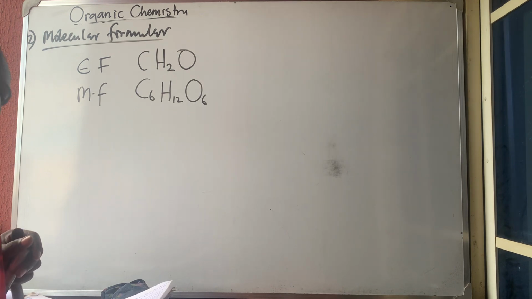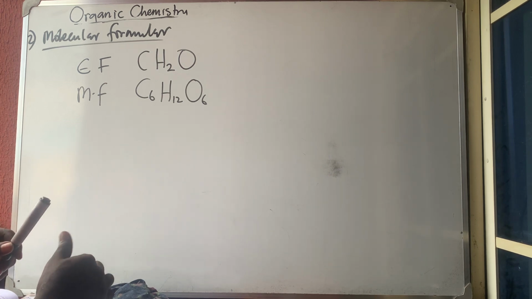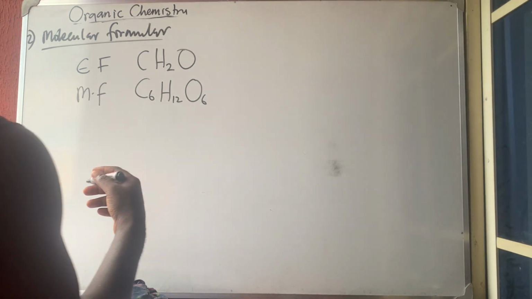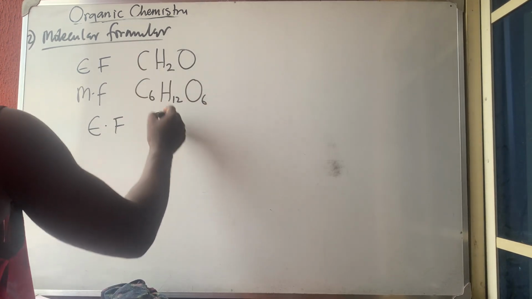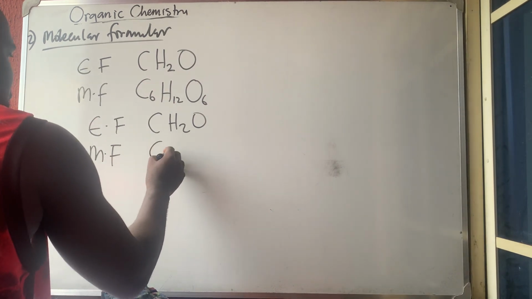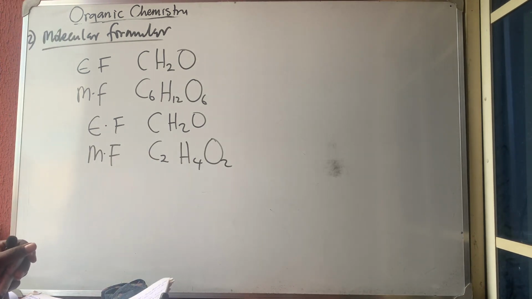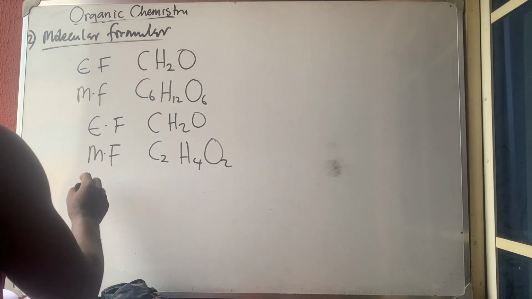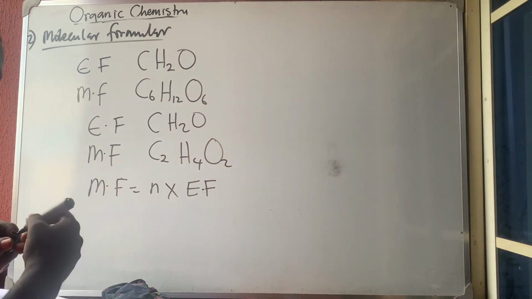Also the molecular formula for ethanoic acid is C2H4O2, while the empirical formula is CH2O. You see that the empirical formula sometimes will confuse you, you may not even know the exact compound they are talking about. The empirical formula is still the same, CH2O, but the molecular formula tells you the actual atoms that are there. So mathematically, the molecular formula is simply n times the empirical formula.